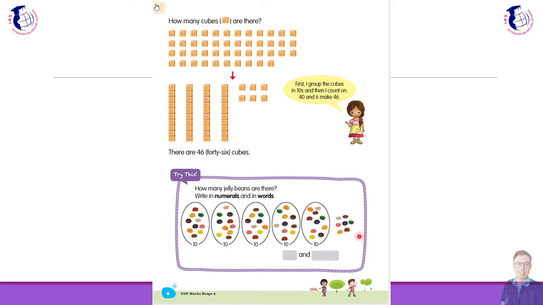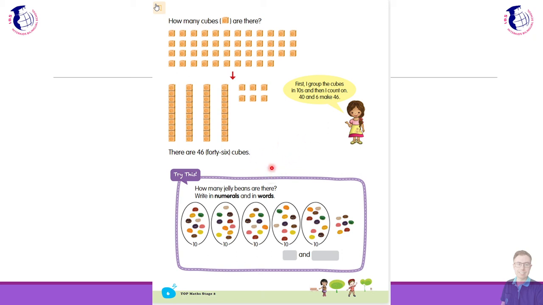How many cubes are there? So, in the first picture, there are all individual cubes. As you can see, what she has done here, she has grouped them into groups of 10. So there's 1, 2, 3, 4 groups of 10 and 6 units here. And altogether, you've got the 4 tens and the 6 units, which makes the number 46.